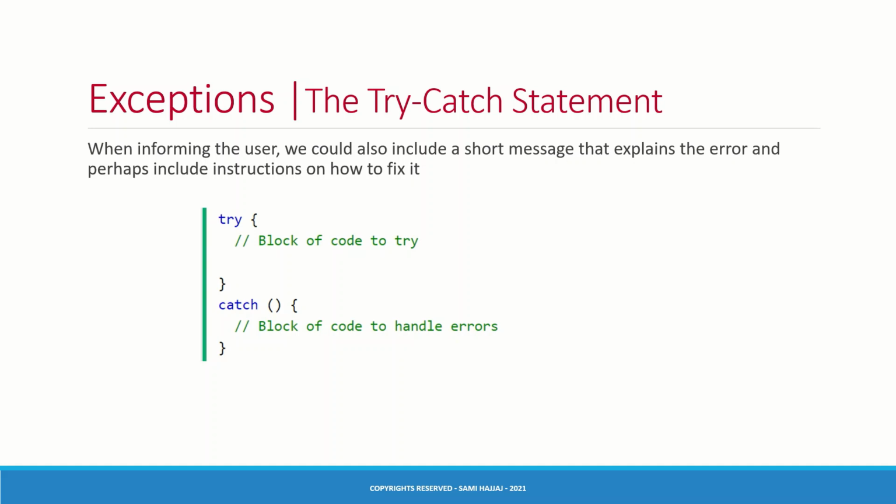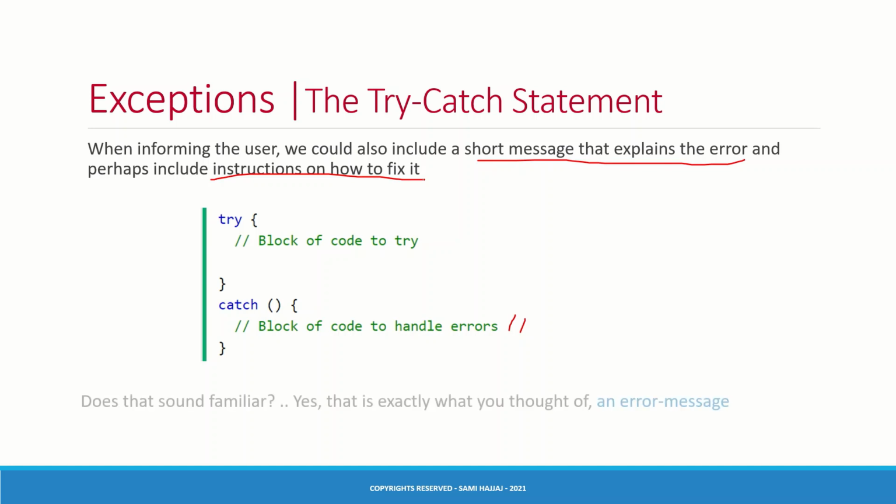How does that work? Well, you can write a little bit of code here. You can write a short message that explains the error and perhaps include some instructions on what to do. For example, if the user is required to type a number but did not type a number, then you can write an error warning: you are supposed to type a number and not text. Then the user will follow the instructions, and the program will run fine.